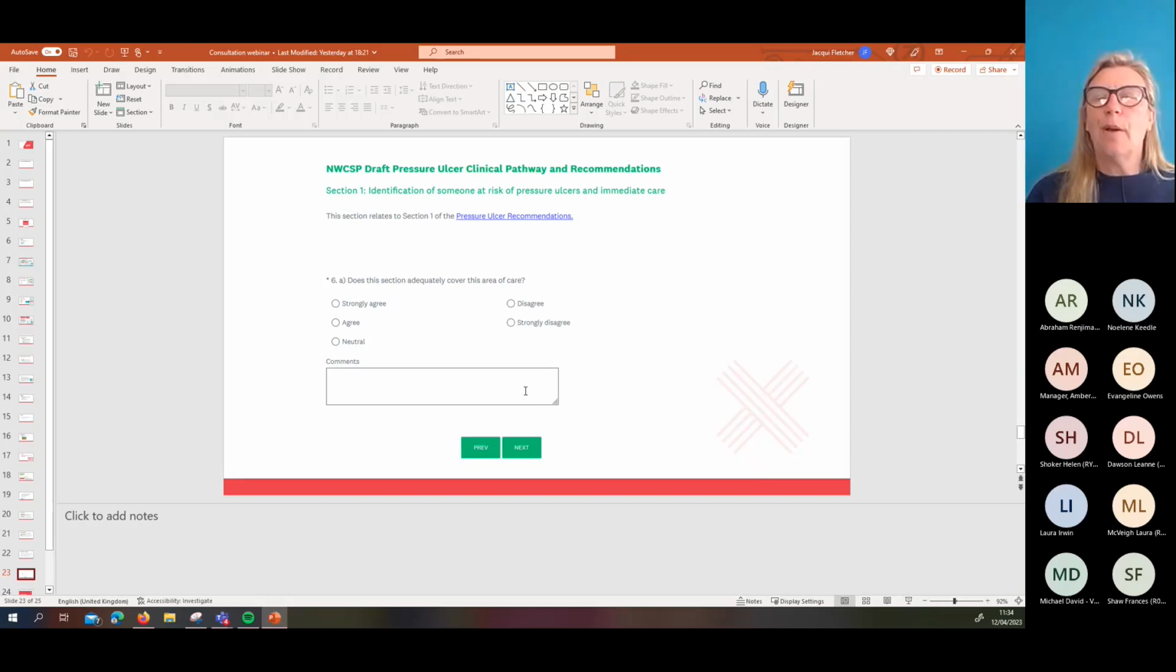So they ask you, based on that particular section of the recommendations, do you agree with them and does it adequately cover that area of care? So you can tick that whether you strongly agree or strongly disagree or something in between, and there is a box for you to write any comments.